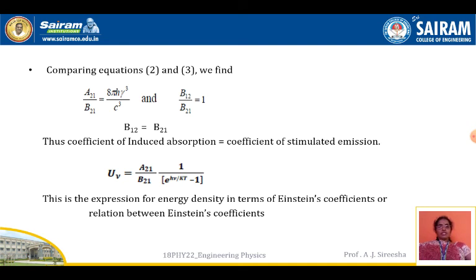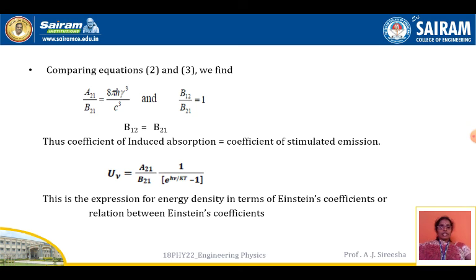Now looking at these two equations, we can say that B12 by B21 is equal to 1 implies B12 is equal to B21. What is B12? It is the rate of induced absorption. The Einstein's coefficient of induced absorption is equal to the Einstein's coefficient of stimulated emission. Thus the coefficient of induced absorption is equal to the coefficient of stimulated emission.